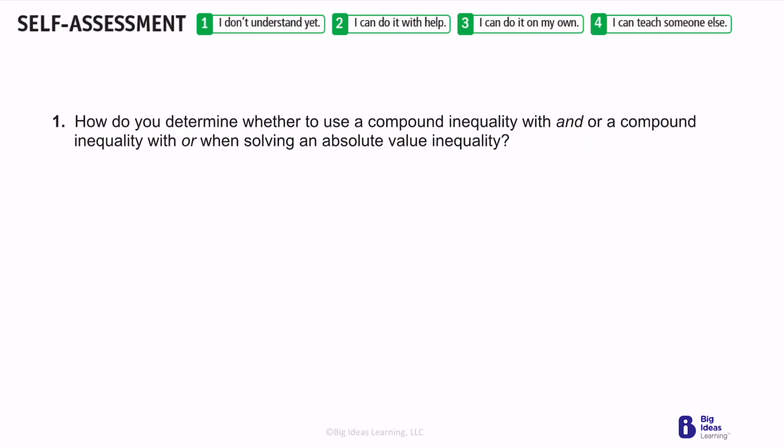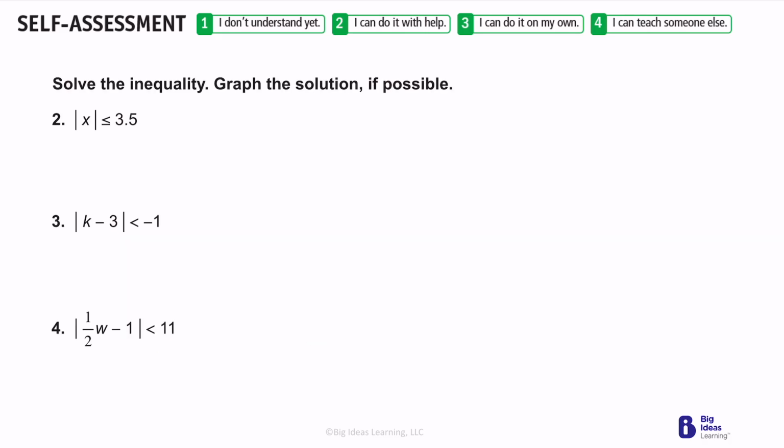So the question is, how do you figure out whether to use and or? It's a symbol. Less than is and. Greater than is or. All right, try to solve these three. So pause the video, work them out, come back.